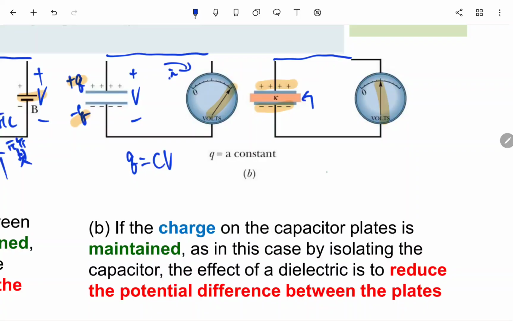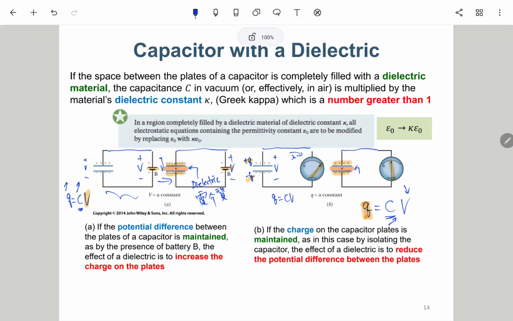So what it means is that here we also have Q equals CV. Here we make Q a constant, assuming no charge can go in or out. Here V becomes smaller, according to the observation. So we also get that C is increased. Based on these two operations, we find that C increases after inserting the dielectric inside the capacitor.